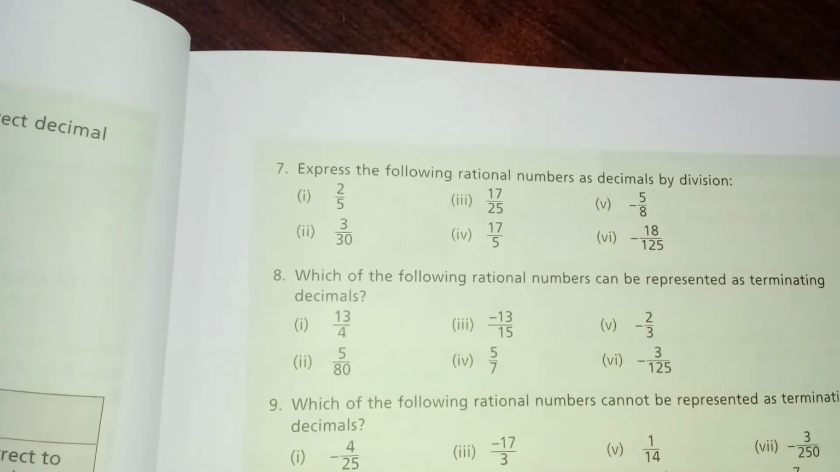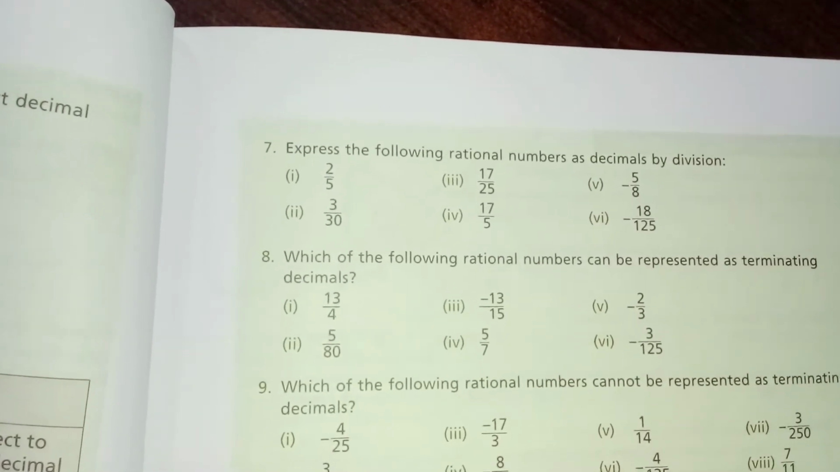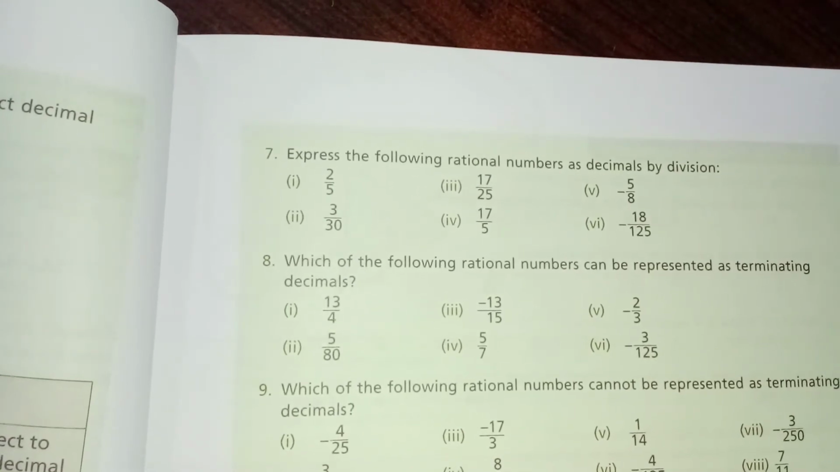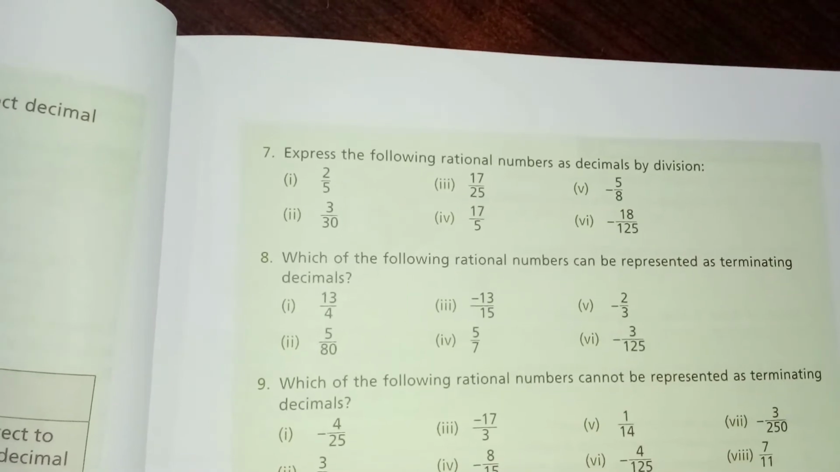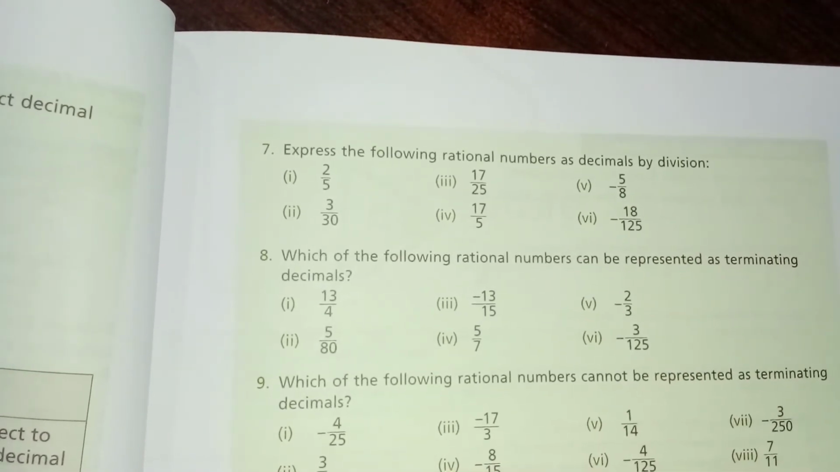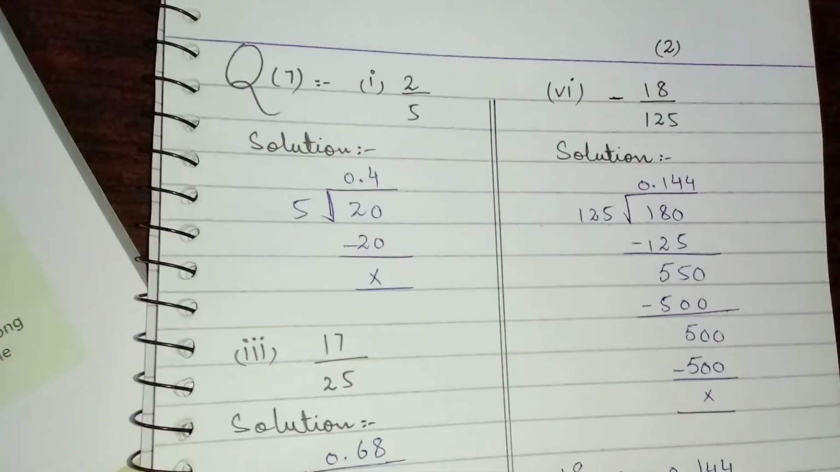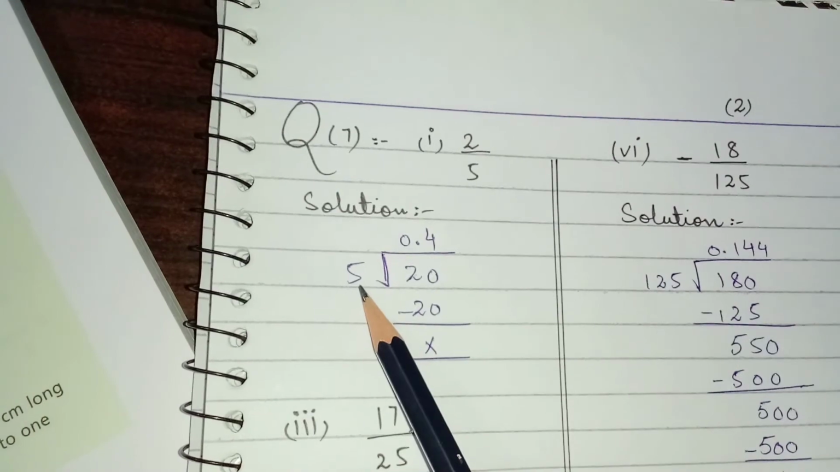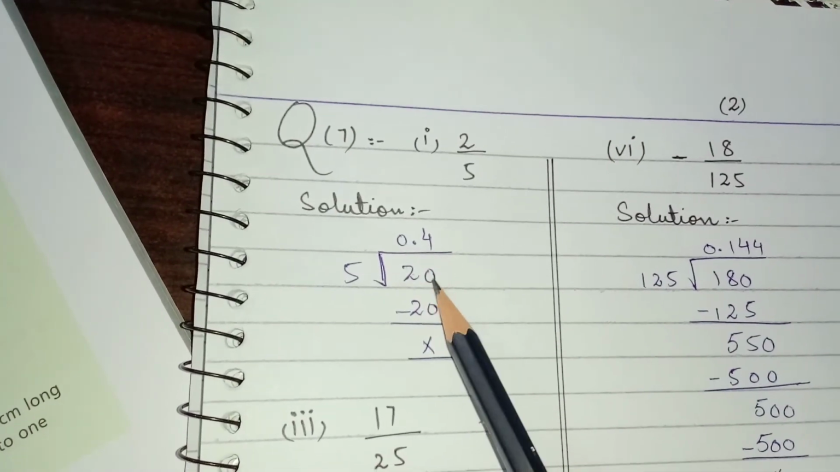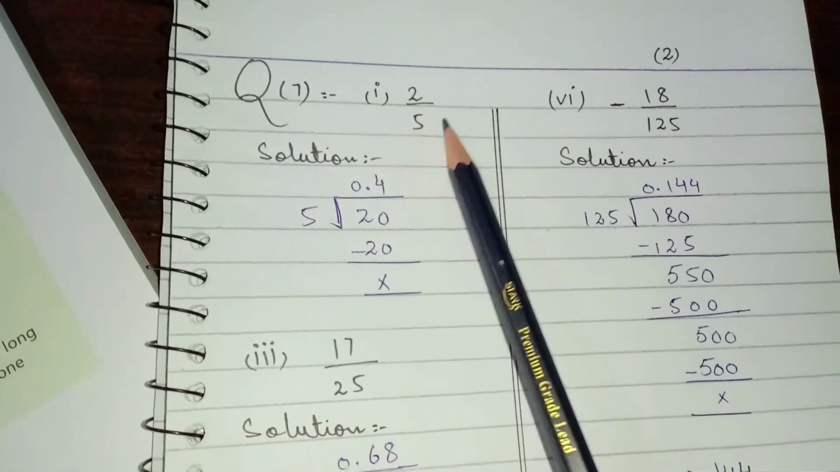ओके स्टूडेंट्स, क्वेश्चन नंबर 7 इज एक्सप्रेस द फॉलोइंग रैशनल नंबर्स एज डेसिमल बाय डिवीजन. अब आपने इन क्वेश्चंस को रैशनल नंबर्स को डेसिमल में चेंज करना है, बट डिवीजन प्रोसेस से. पहले हमने क्वेश्चन में सम पावर ऑफ 10 बनाकर उसको कन्वर्ट किया था, अब हमने डिवीजन प्रोसेस से करना है. So first question is 2 over 5. 2 is a dividend and 5 is a divisor. So 0 point and we put a 0 here. 5 4s are 20. So 0.4 is the decimal form of 2 over 5.